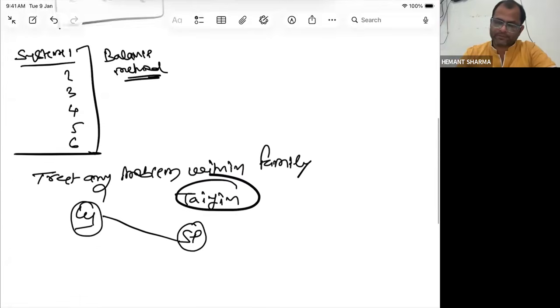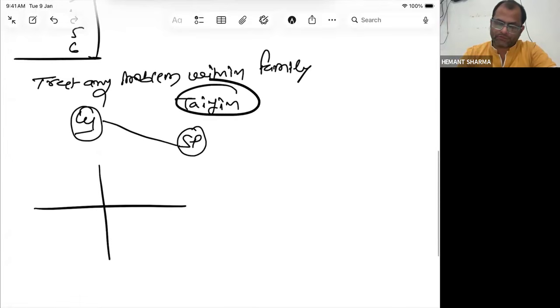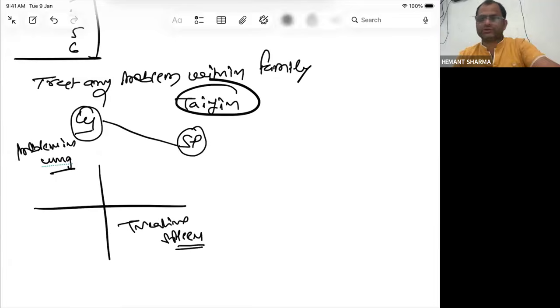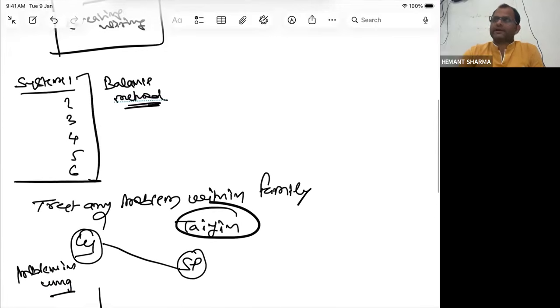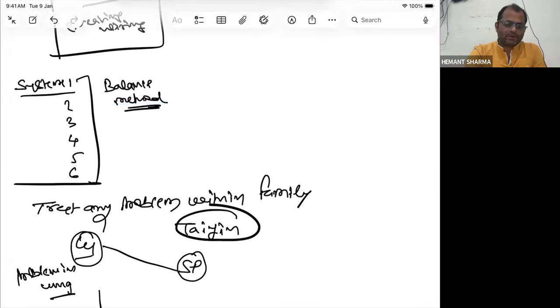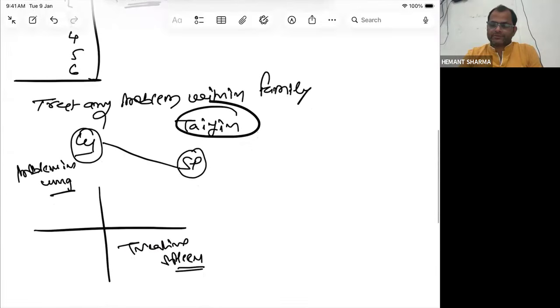There is a wiring. So if someone is suffering with a problem in the lung, I will go and treat the spleen. This is system 1, system 2, system 3, system 4, system 5, system 6. These all are like a wiring. So static balance is the selection of structure.